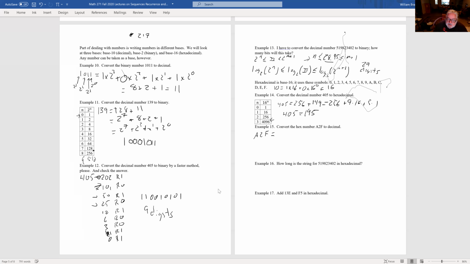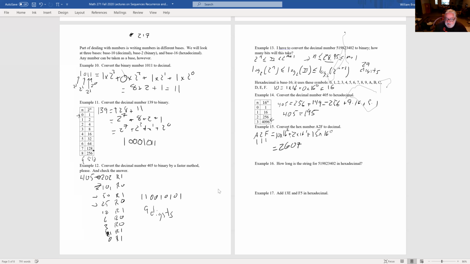What's A2F in decimal? Well, F is, let's see, 10, 11, 12, 13, 14, 15. So 15 times 16 to the 0, plus 2 times 16 to the first, and then A is 10, so 10 times 16 squared. This is the 16 to the 0 column, this is the 16 column, this is the 16 squared column. If you multiply all that out, you get 2607.